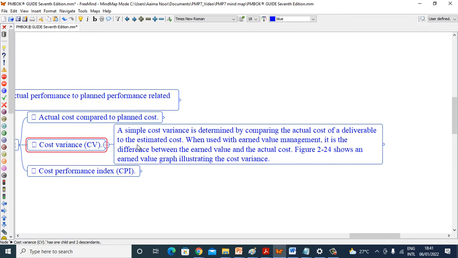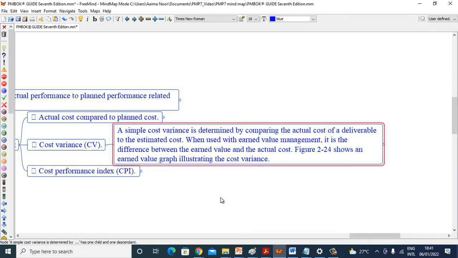Cost variance. A simple cost variance is determined by comparing the actual cost of a deliverable to the estimated cost when used with earned value management. It is the difference between the earned value and actual cost. Figure 2.1, PMBOK 7-21, shows an earned value graph illustrating the cost variance.